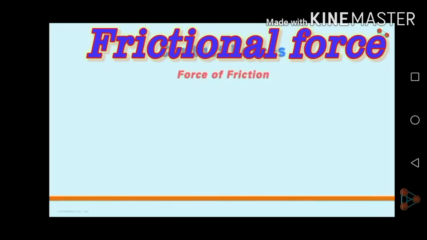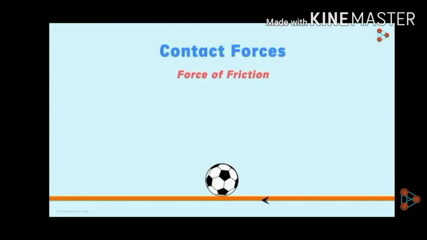If you roll a ball on a surface, it will cover a certain distance and it will come to rest. Yes or no? Good. Is there any force acting on it? Yes. When the object is moving on a surface, it gets in contact with the surface. Then the frictional force acts on it in the direction opposite to its motion. So frictional force acts when it is in contact. That's why it is also a contact force.